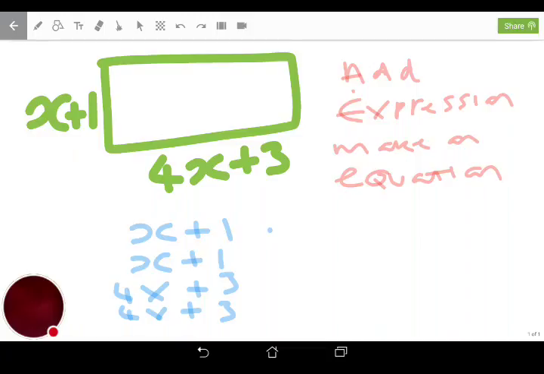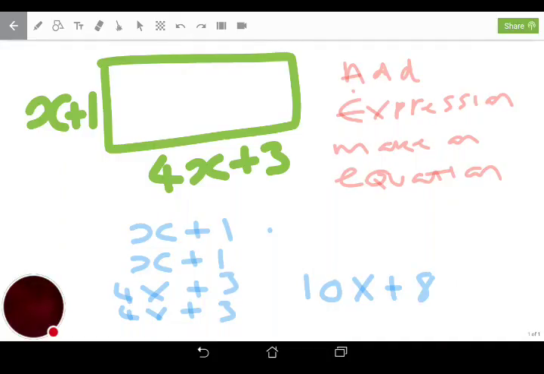Now, if I was to add all the x's up, I've got 1x, 1x, add 8x is going to again leave me with 10x. And then this time I've got 3 add 3 is 6, add 2 equals 8. So it's going to be 10x add 8.